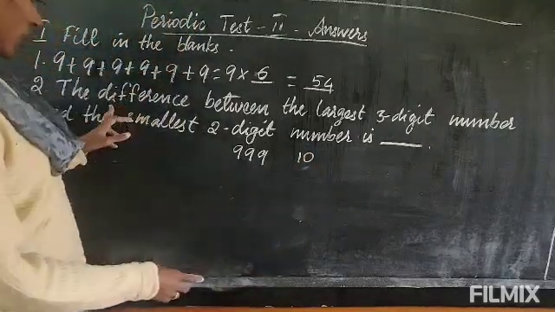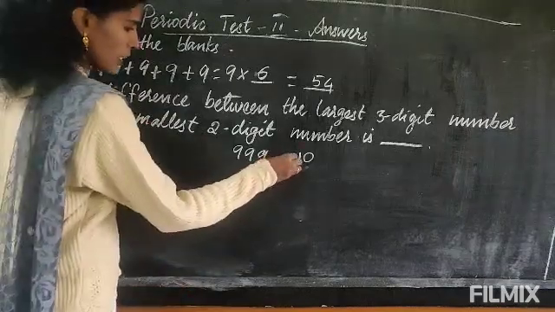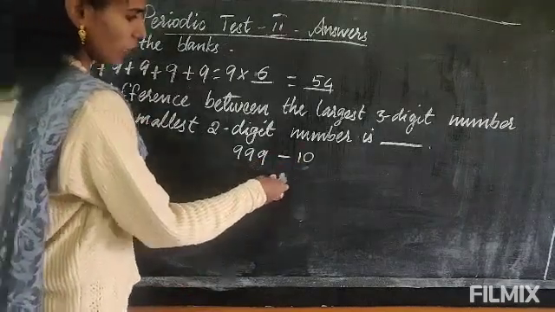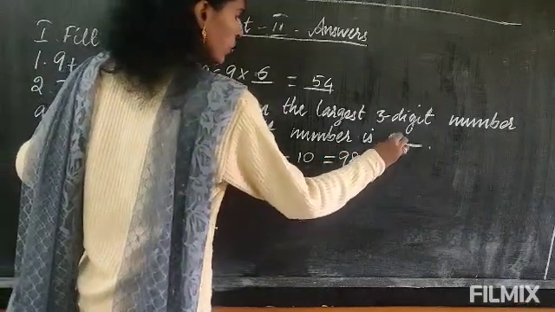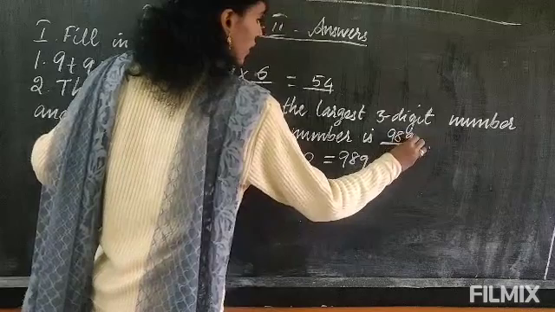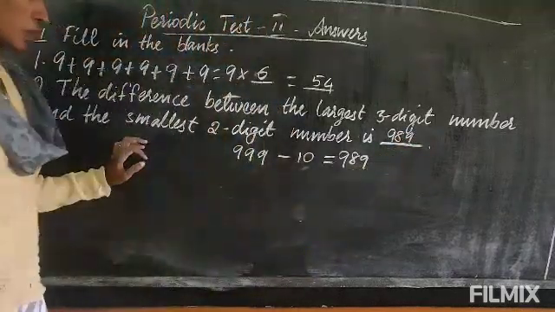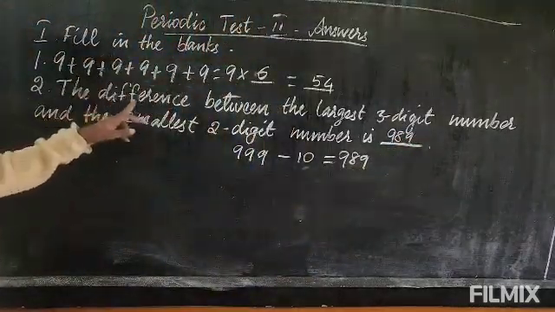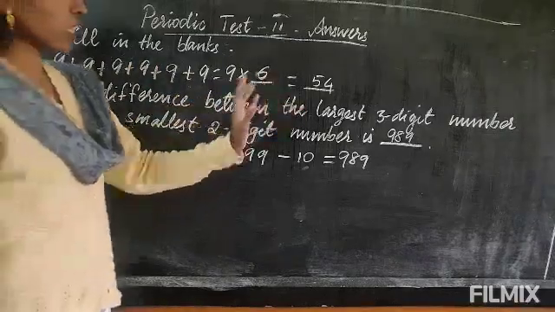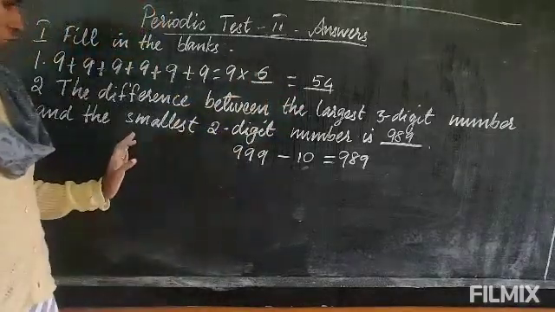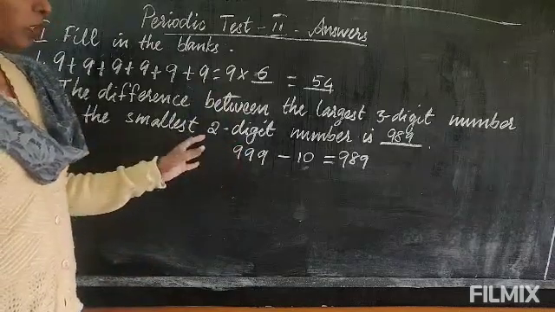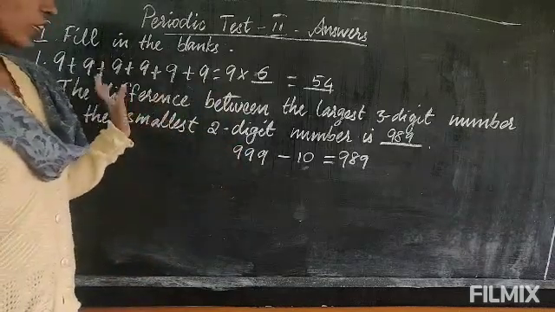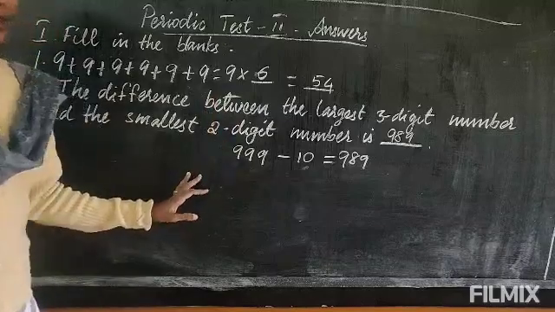So here you have to find the difference. Difference means minus. So 999 minus 10 is 989. So the answer is 989. Here also many of you had made a mistake. You didn't see the difference. Some of you wrote only the largest 3-digit number and some of you wrote only the smallest 2-digit number. Some of you wrote both, but you did not subtract. Okay, read the question fully and then answer.